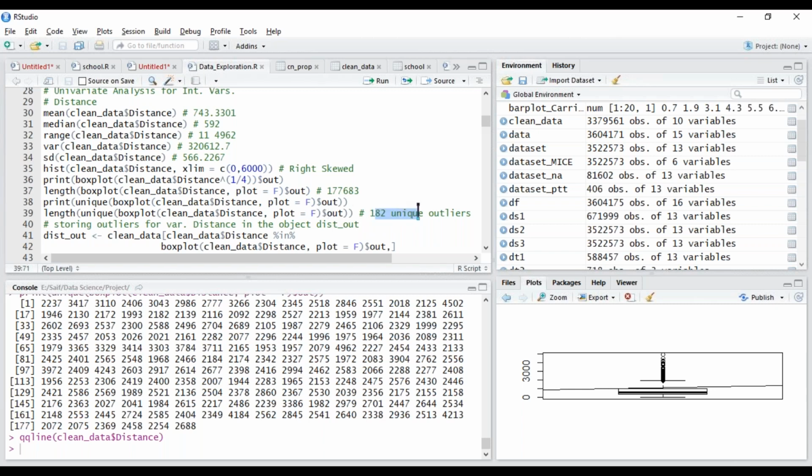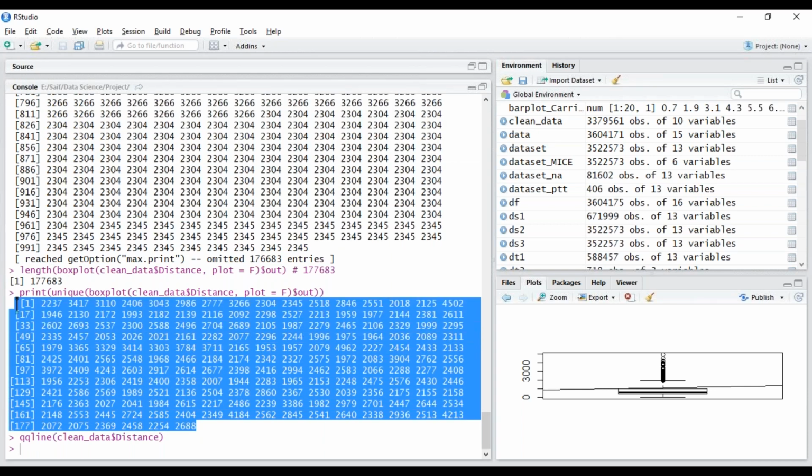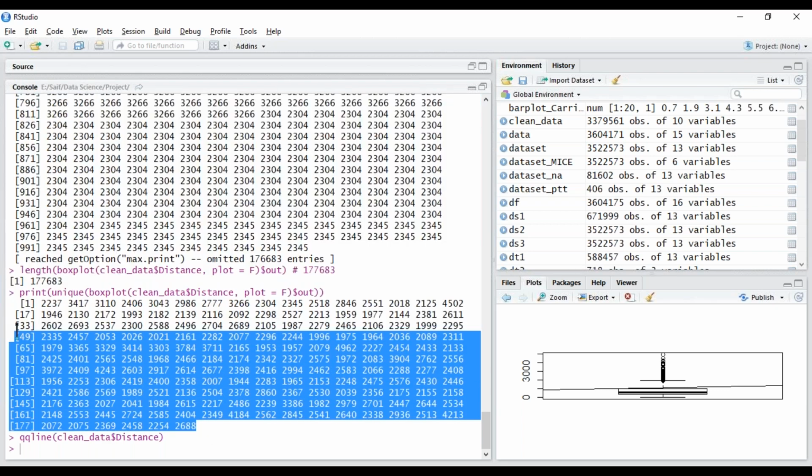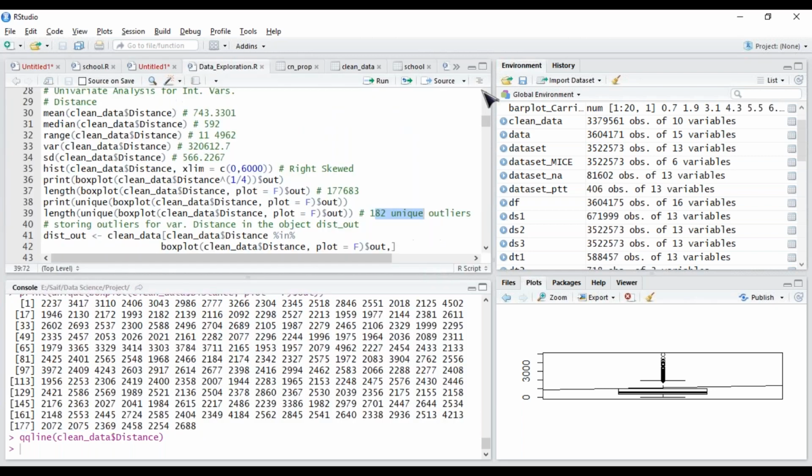So you have 182 unique outlier values that are occurring over here. These are those unique values. So you need to check with the subject matter expert, what is the reason behind these values? Is it a data entry issue, or what exactly is the reason? Are they actual values or not? So these values are creating the problem in that variable. In that way, these are the outliers.